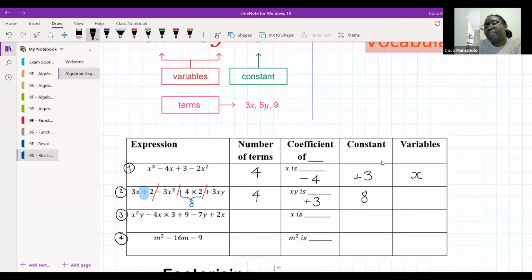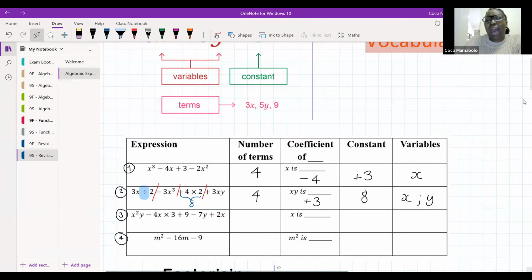What about my variables? Ma'am, they used x and y. Excellent. They use x and y. Now, Palesa, remember, don't make the mistake of saying xy because xy means x times y. We don't say xy, we say x and y. Excellent. Very, very well done.